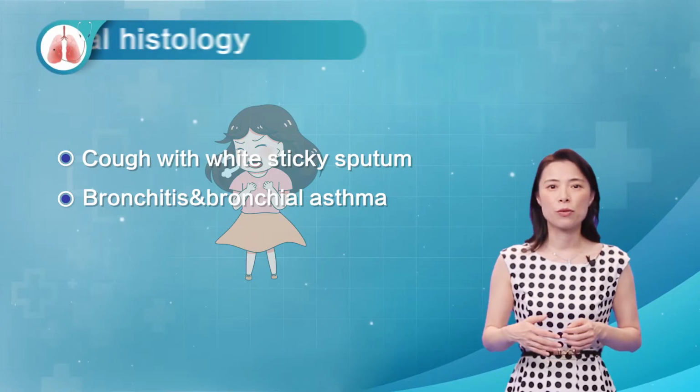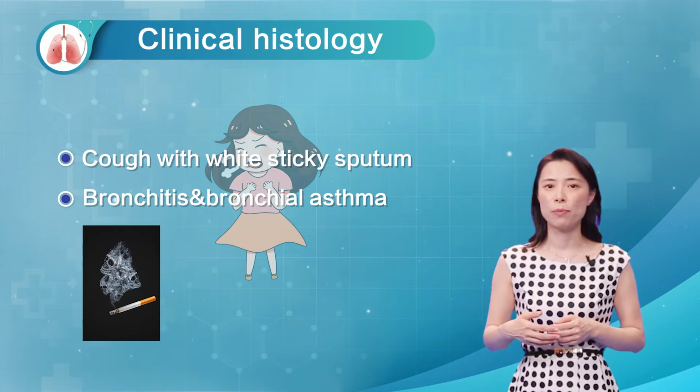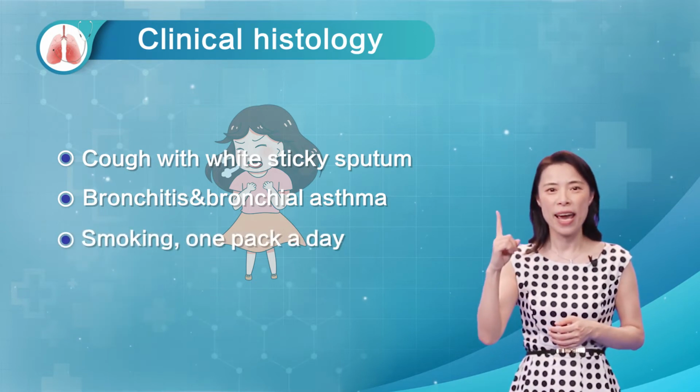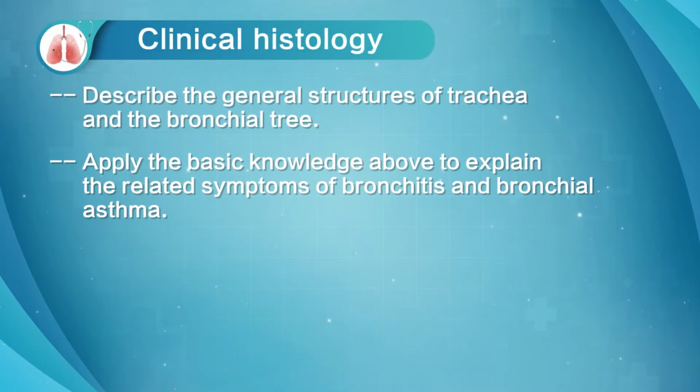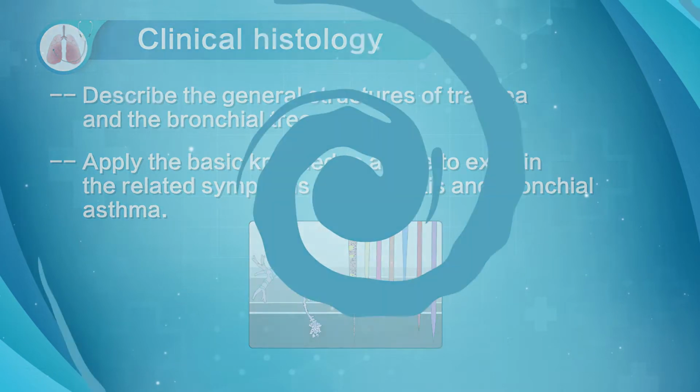After a few days, her symptoms improved and she stopped the medication. She had no further attacks. After graduating from college, she started to work and took up smoking. Gradually, this increased to 1 pack a day. To explain the symptoms of bronchitis and bronchial asthma, we need to understand the general structure of the trachea and the bronchial tree.